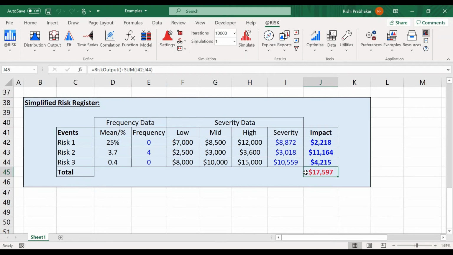Great, so I will leave my little risk register exposé there and throw it over to you guys to see if you have any questions about any aspect of risk register modeling that you would like me to address right now.